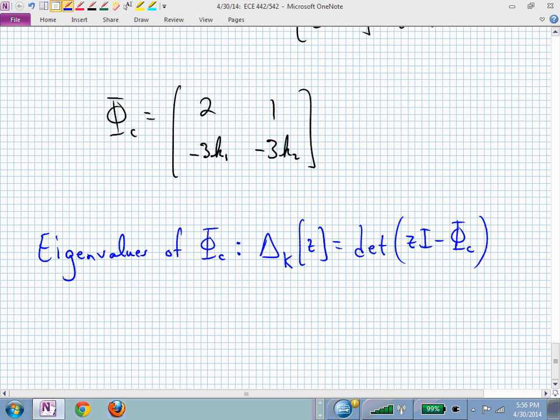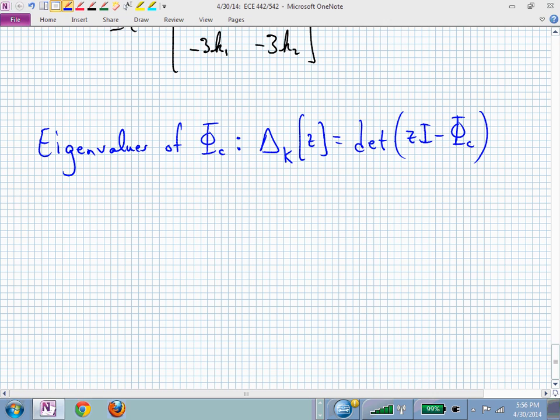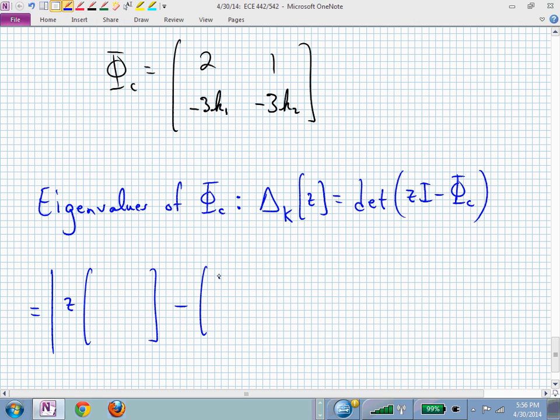Your upstairs calculator needs to be able to compute this for a 2 by 2. That shouldn't be a stretch. But if we do that now, for this example, I'm going to do it the long way. I have z, which is a scalar, times I minus phi sub c, and phi sub c I still have up there.